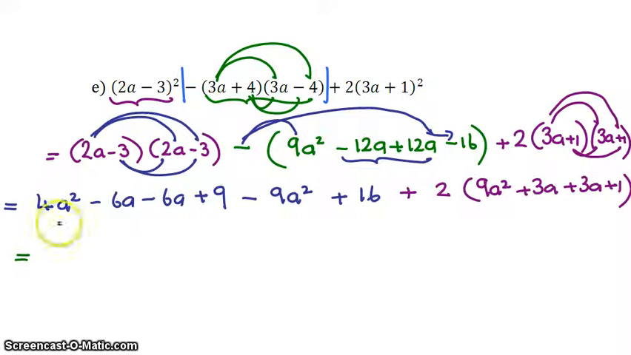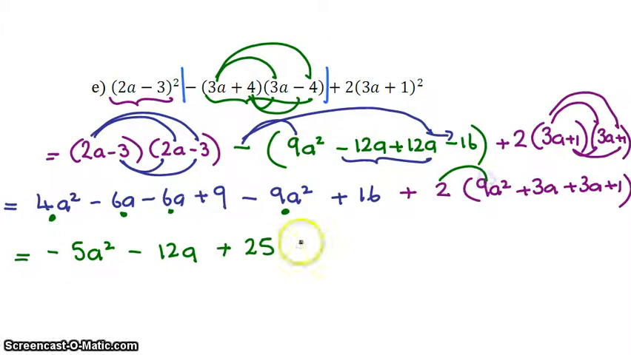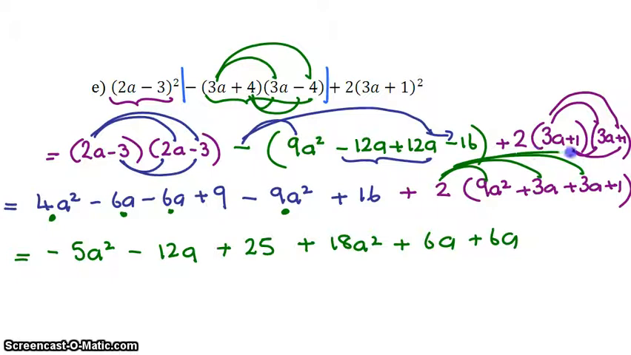Now let's do our like terms so far. I've got 4a squared minus 9a squared. That gives me minus 5a squared. Minus 6a is minus 12a. And 9 plus 16 will be 25. And I've still got plus 18a squared plus 6a plus 6a, those are some like terms, and plus 2.